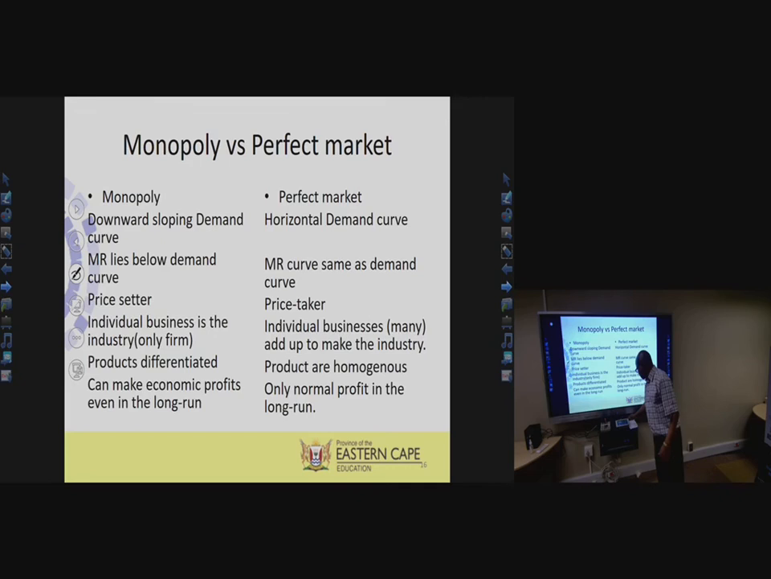When it comes to monopolies, as I've just explained, they can make economic profit and enjoy economic profits even in the long run. But with the perfect market, that is impossible, because new entrants will get into the market, making the supply curve shift, and that unfortunately makes the market price go down.